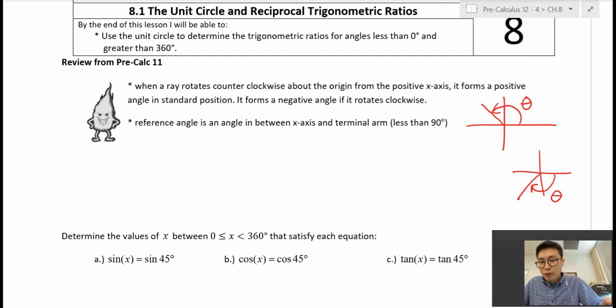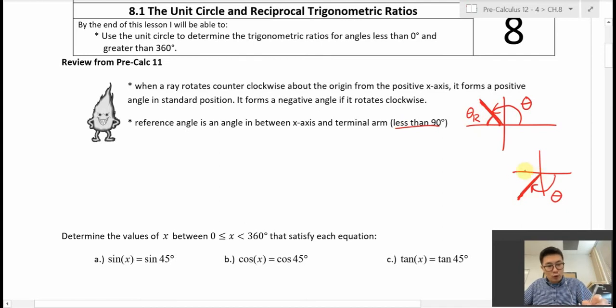Second part says, reference angle is the angle between the x-axis and the terminal arm. Recall this is where the angle terminates, so this is what we call the terminal arm. Here is the angle theta, but the reference angle is the angle between the terminal arm and the x-axis. It's also less than 90 degrees. In this case, here is the terminal arm, here's the x-axis, so here is the reference angle, and you can see that is also less than 90 degrees. That's what we did in pre-calc 11.